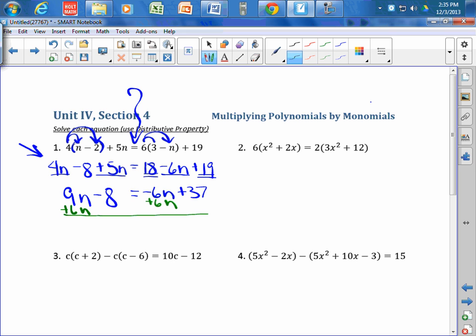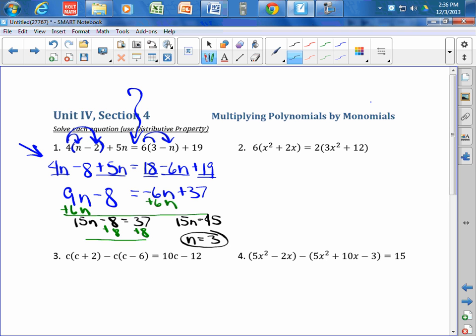New equation. 15n minus 8 is equal to 37. Add 8 to both sides. You'll get 15n is equal to 45. Dividing both sides by 15, n is equal to 3, and there's your answer.